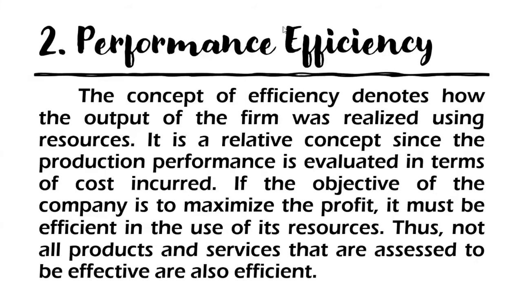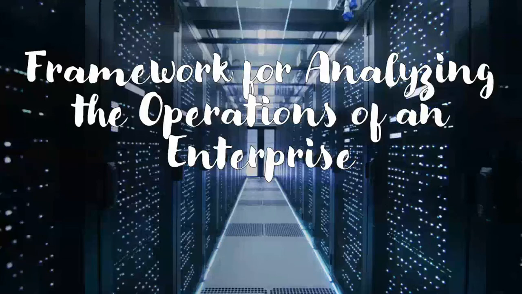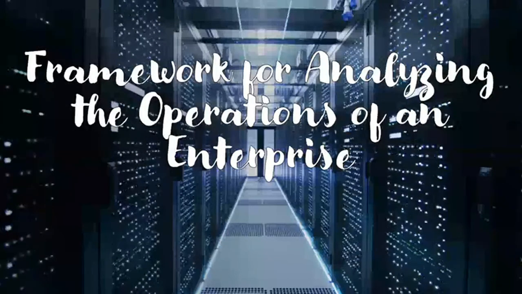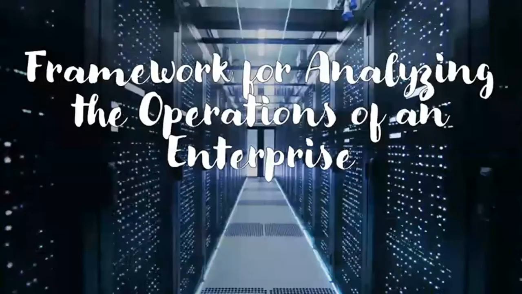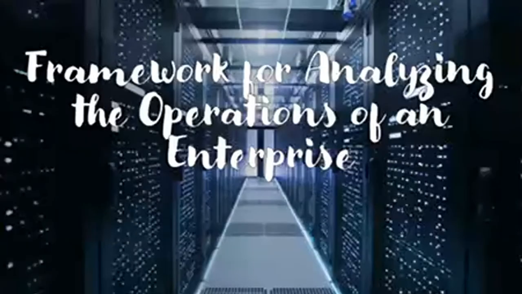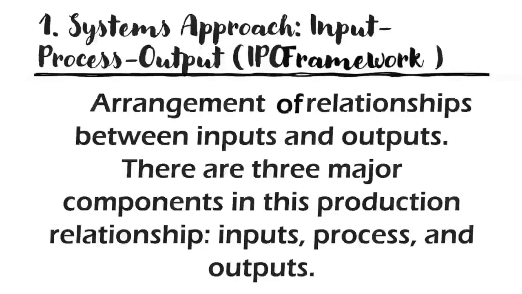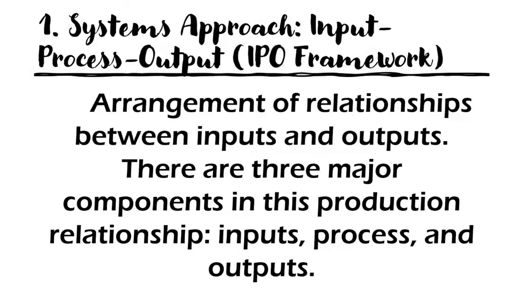Now, let's proceed with the framework for analyzing the operations of an enterprise. So, ano-ano ba itong mga sinasabing framework na ito? So, we have two. First is the systems approach, input, process, output. So, ito yung tinatawag natin na IPO framework. So, yung IPO stands for input, process, and output. So, in this approach, arrangement of relationships between inputs and outputs, there are three major components in this production relationship: inputs, process, and outputs. So isa-isahin natin iyon.